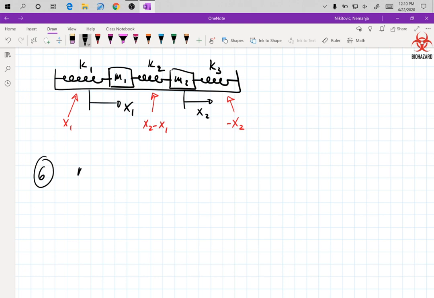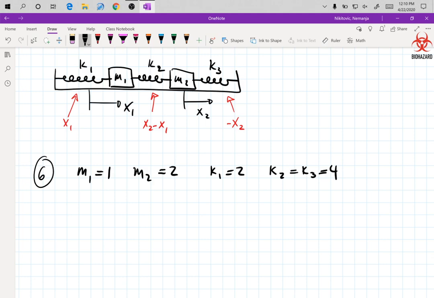Good. Mass 1 is equal to 1, mass 2 is equal to 2, K1 is equal to 2, K2 equals K3 equals 4. So 1, 2, 2, 4, 4. Good. That's all we need, right? And as I said, I'm just going to set this one up. Solving is going to be exactly the same steps as above, it's just different numbers.